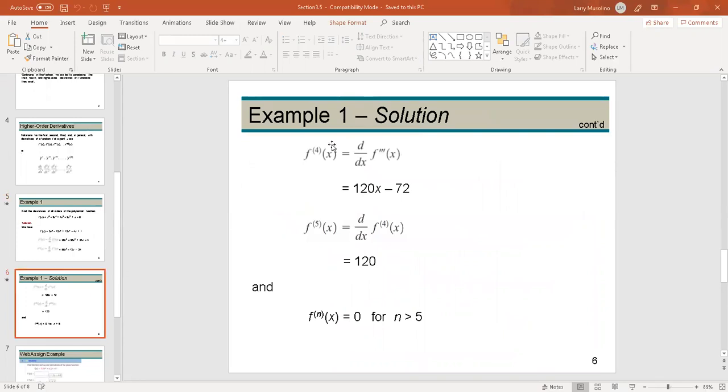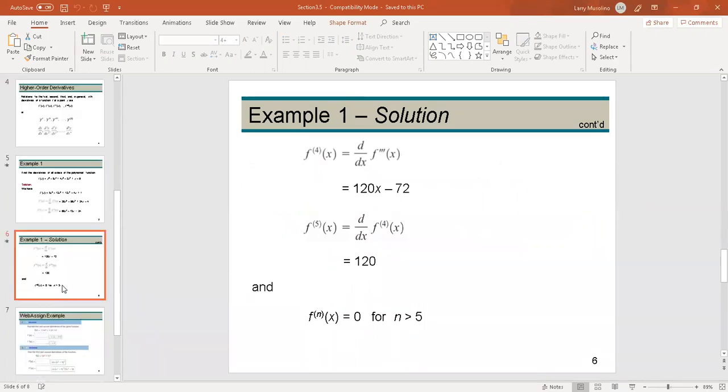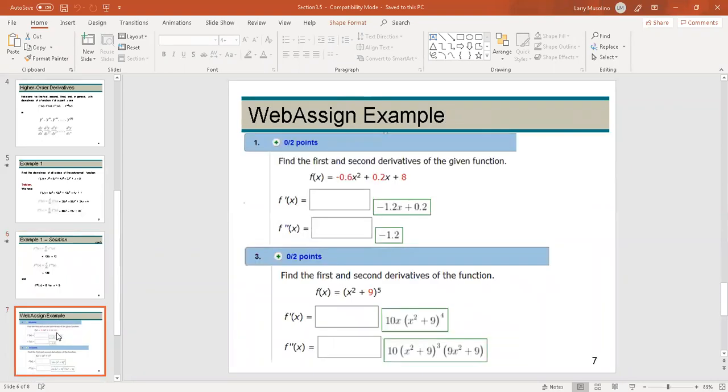You can even keep going. Notice here they actually calculate a fourth and fifth derivative. We're not going to do that. We mostly work with the first and second derivatives.